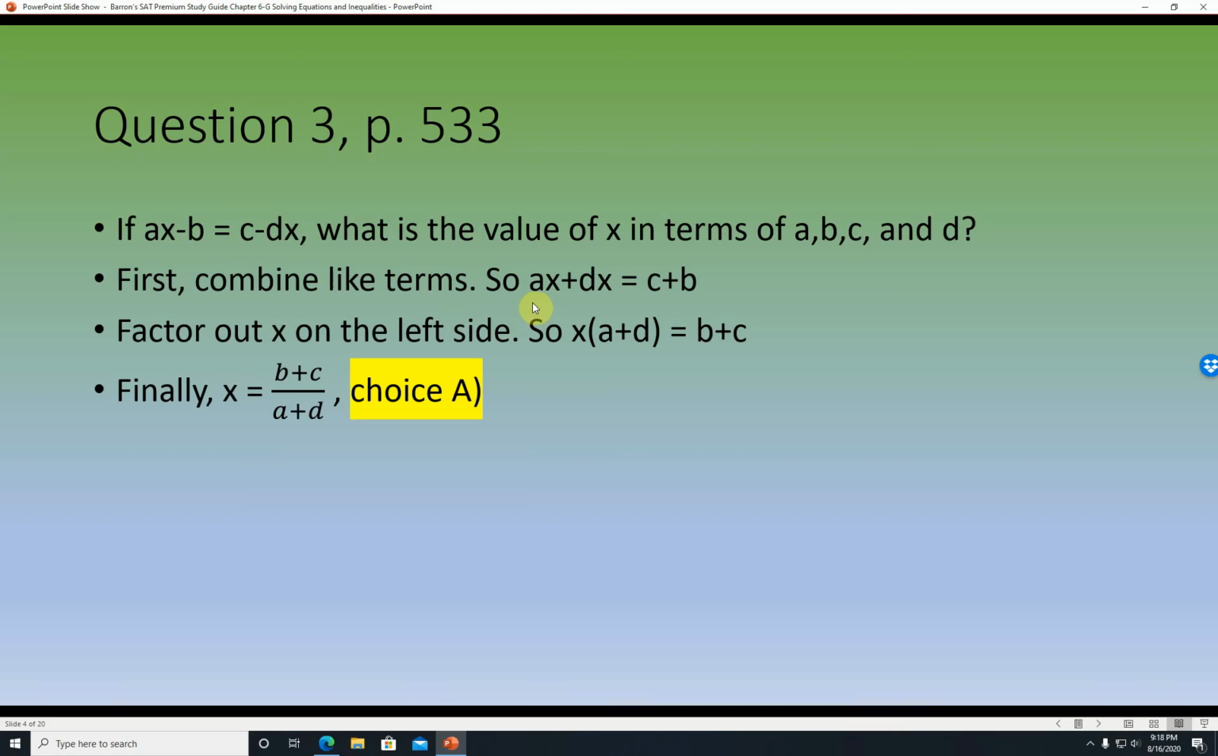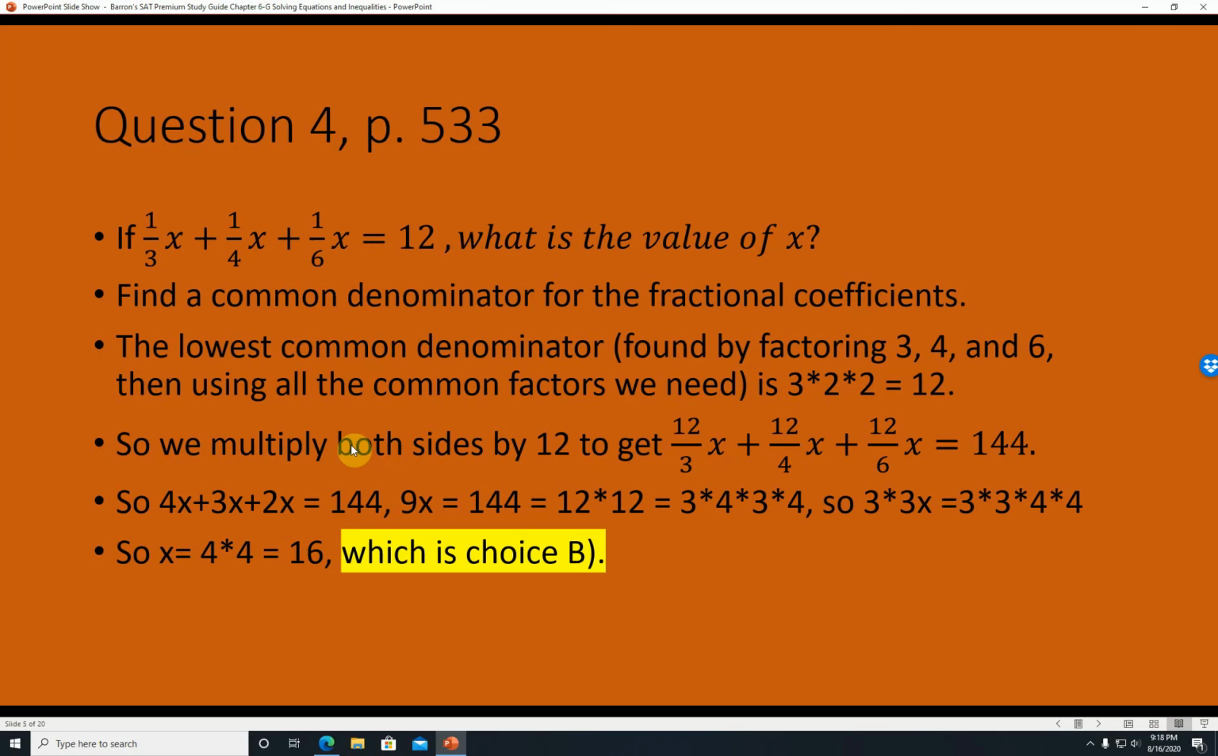Now we're going to factor out x on the left side, so we end up with x times a plus d equals b plus c. So then we just divide everything by a plus d, so we end up with x is equal to b plus c over a plus d, which is choice A.